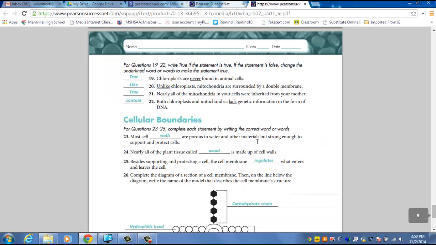For 19 through 22, it was true and false. Chloroplasts are never in animal cells. That is true. Unlike chloroplasts, mitochondria are surrounded by a double membrane. That is false because they are exactly the same in that aspect. Nearly all of the mitochondria in your cells were inherited from your mother. That is true. Number 22 is false. Both chloroplasts and mitochondria contain their own genetic information.